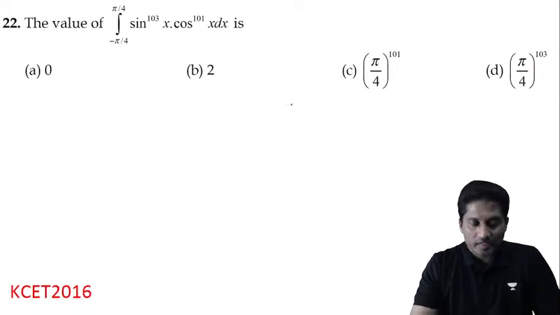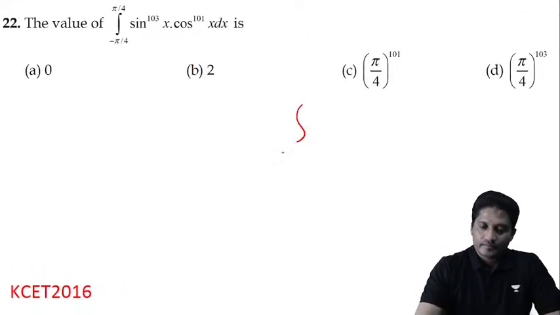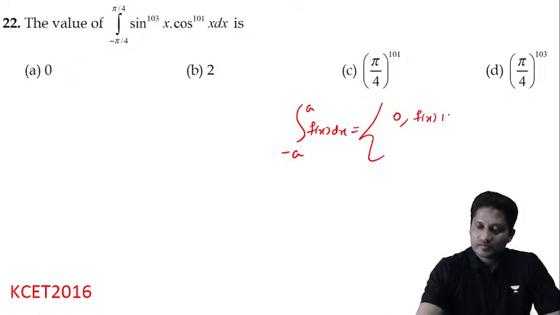Integration of minus a to plus a f of x dx will be equal to 0 if f(x) is odd, and 2 times integration 0 to a f of x dx if f(x) is even.